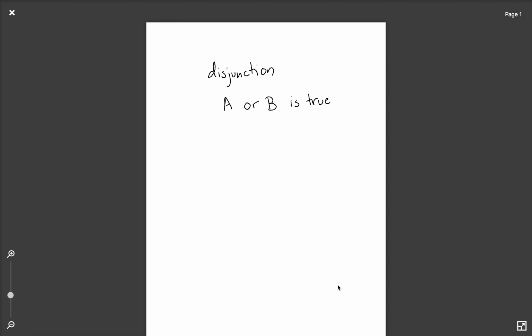Okay, now I'm going to talk about the disjunction rules. So the first step to thinking about the disjunction rules is remembering what the disjunction means. A disjunction, or, a statement like this, means A or B is true. So when you have a statement like this, you're being told A or B is true.